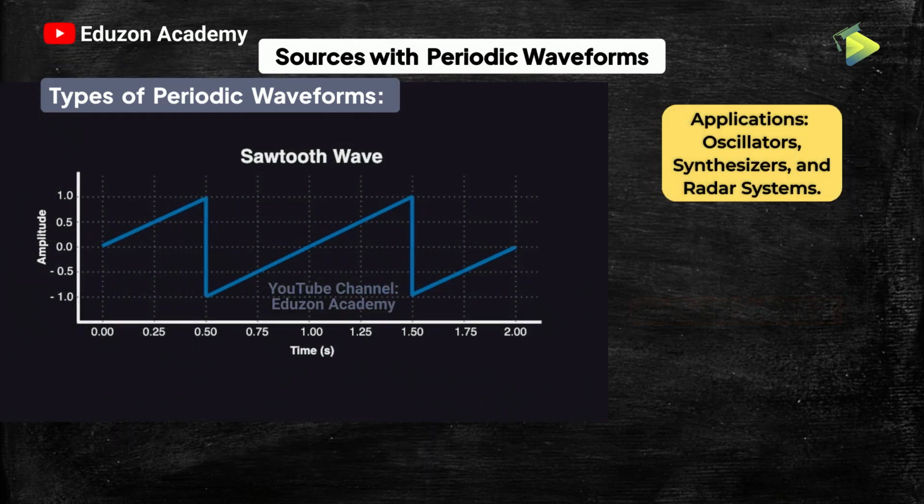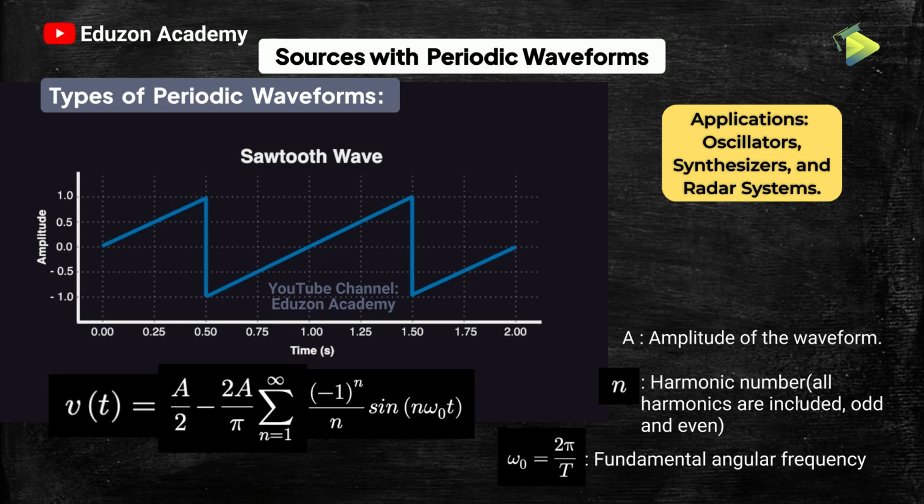Sawtooth wave rises linearly and then drops sharply. It resembles the teeth of a saw, hence the name. The waveform ramps up and then drops back to its initial value. Mathematical representation. This is the mathematical representation of sawtooth wave, for a sawtooth waveform with amplitude A and period T, starting at t equal to 0, and assuming a linear rise, followed by a sudden drop.